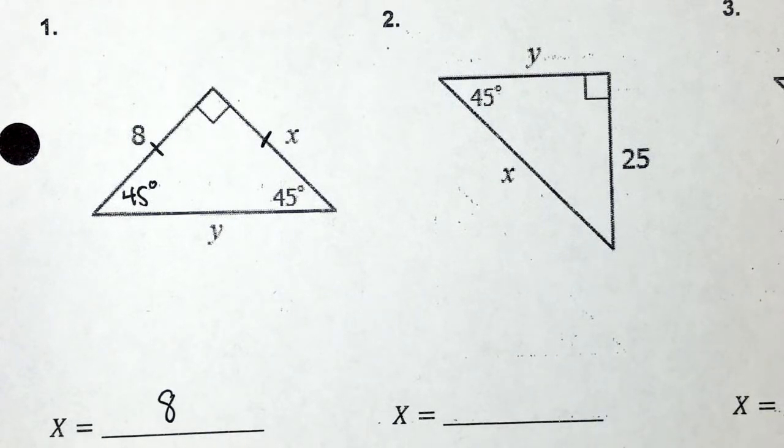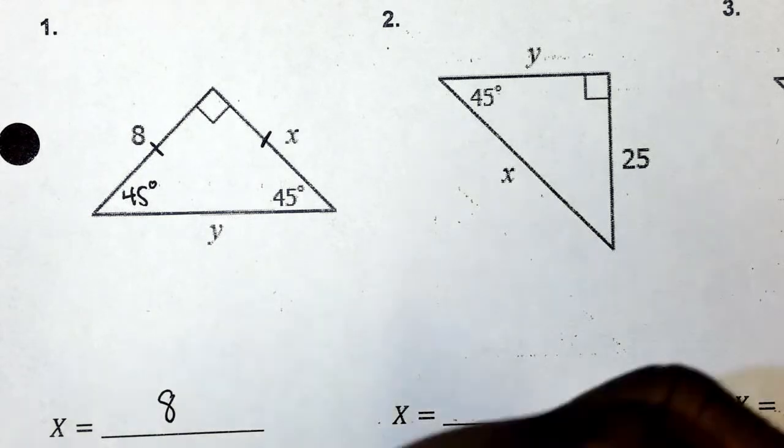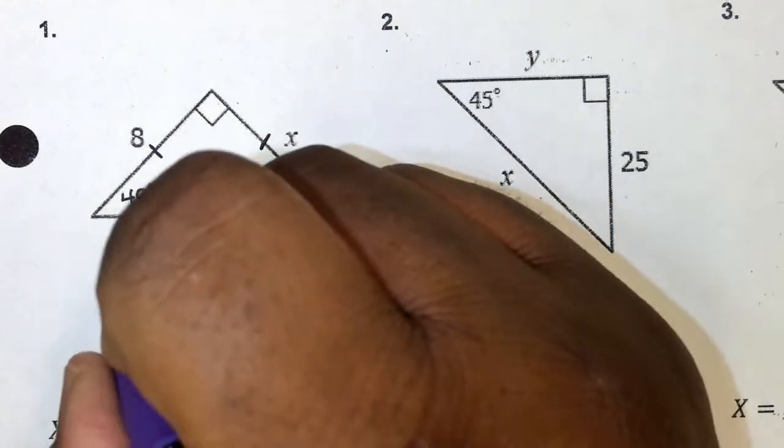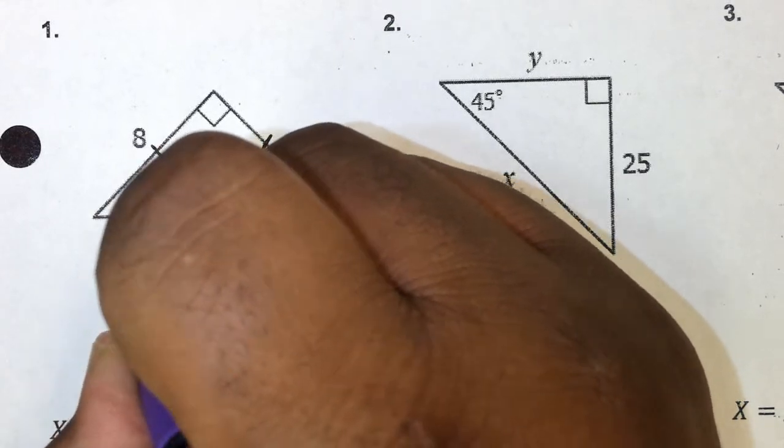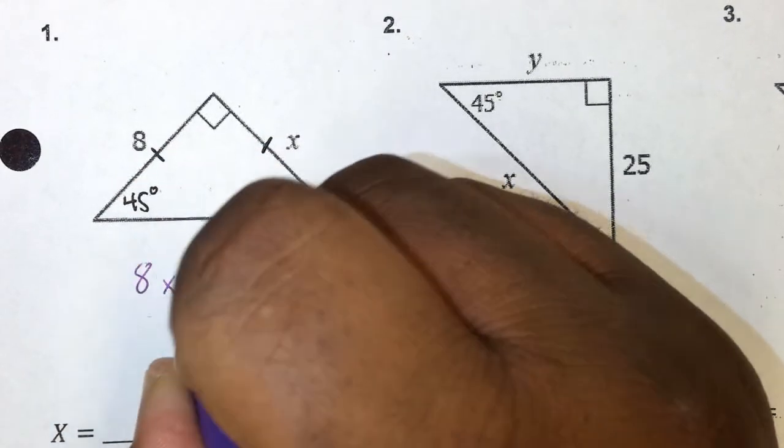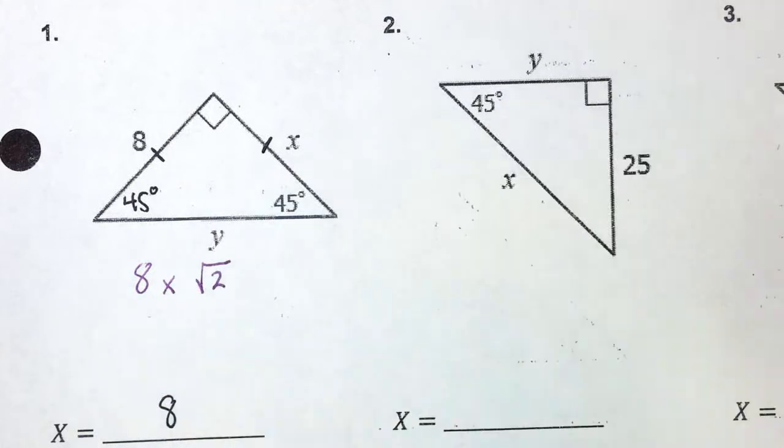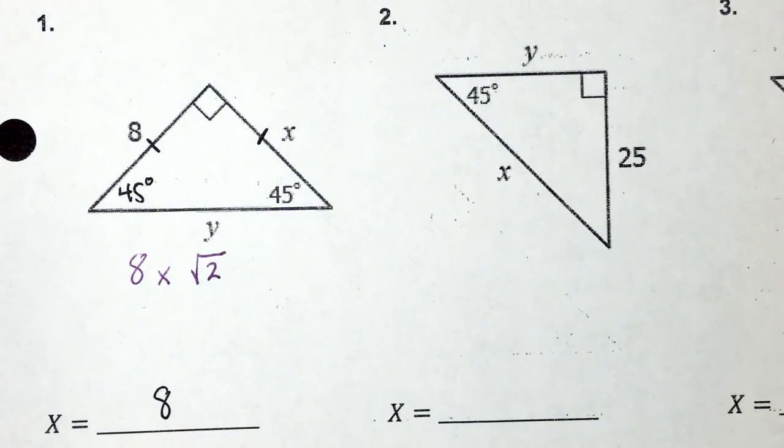Then you gotta figure out the value of Y. Savion, what will Y be? Yeah. So he said a leg times square root 2. One of my legs is 8. So I'm going to multiply that times square root of 2. I don't want any decimals.